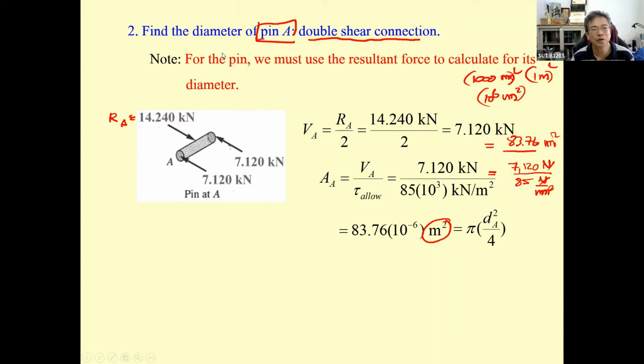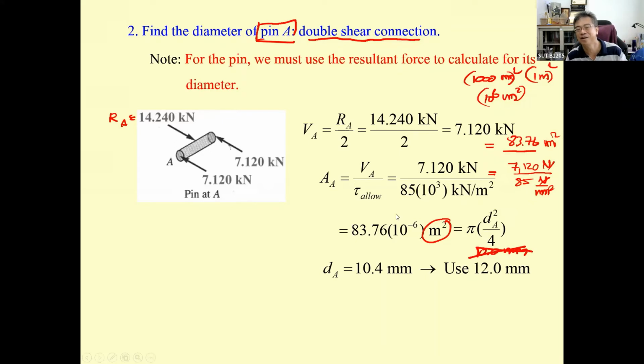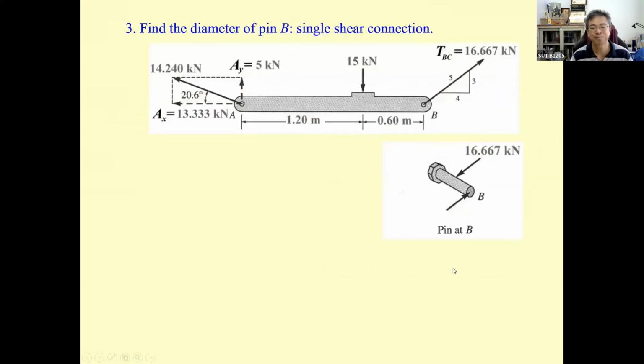You can convert it easily. And then you're going to determine the diameter. It's going to be pi d square over 4. And then you get 10.4 millimeter. And in the market, you have 10.0 millimeter, you have 12 millimeter. You select the bigger one. Many people understand this. We get the bigger one to make the connection safer. And then we go to the pin B.